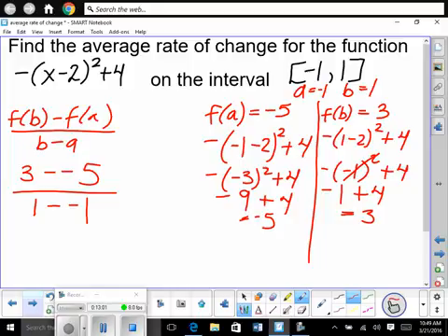Am I going too fast? We're all good? So on top we get an 8, right? On bottom we get a 2. So our average rate of change was 4 on the interval between -1 and 1.